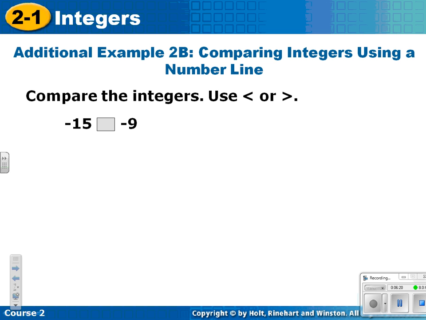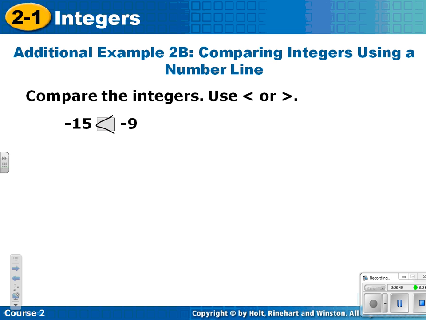Greater than or less than? Greater than or less than, Jonathan? Less than. -9, if you looked at it on a number line, -9 is to the right. -9 would be over here. -15 would be over here. So that way, -9 is the right one.